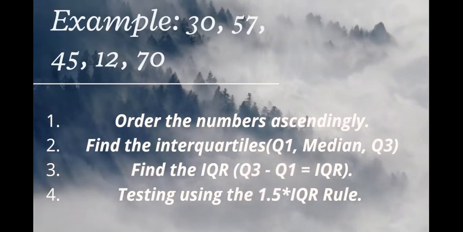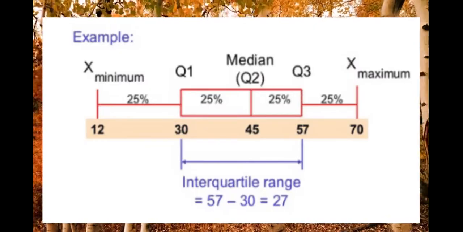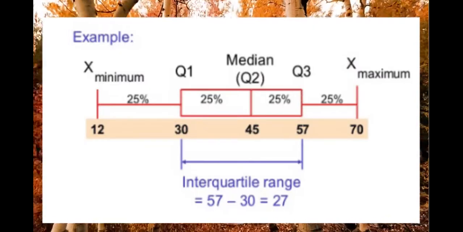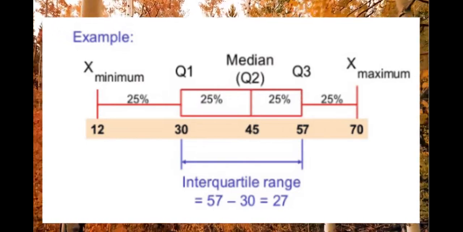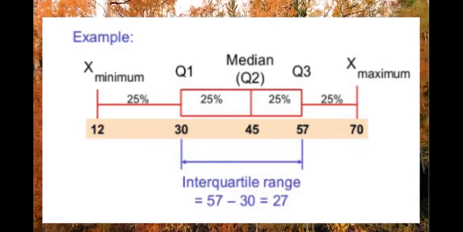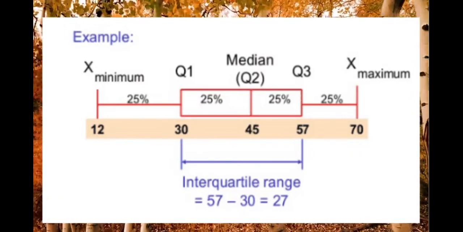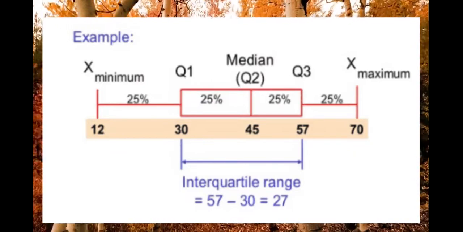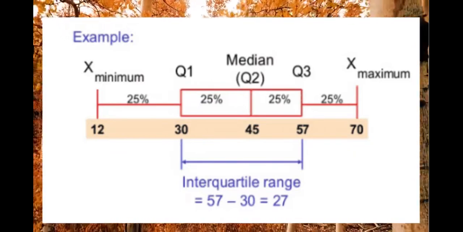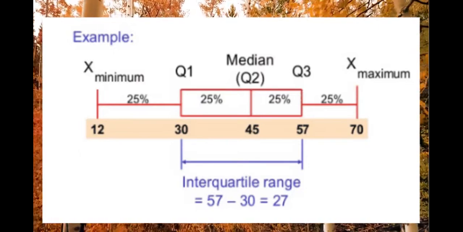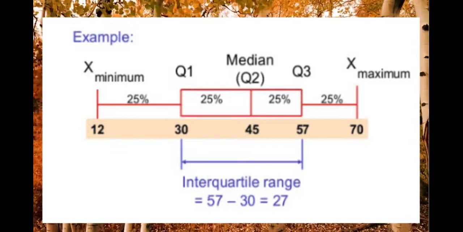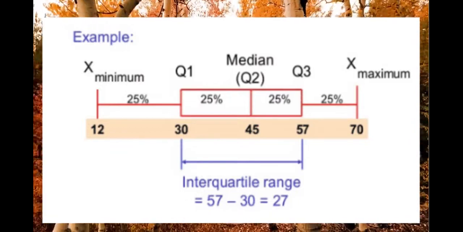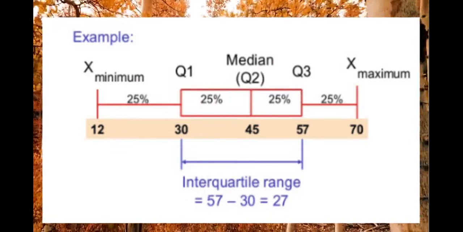And then we test using the 1.5 times IQR rule. So we list the numbers now ascendingly, so it's 12, 30, 45, 57, 70. And now we have to find the median. In this case, we could see that 45 is the median since it's the middle number. And we could also see that quartile 1 is 30 since that's the number between 45 and 12. Since there are only 5 numbers in this list, it's pretty easy to find quartile 1, the median, and quartile 3. The same thing for quartile 3, it's between the median and the maximum number.